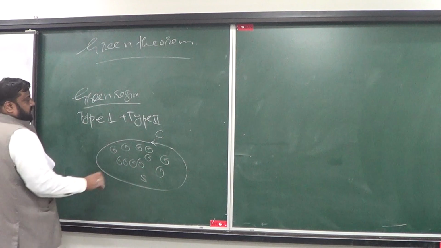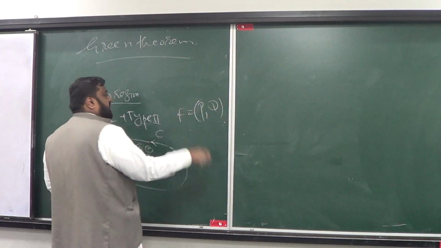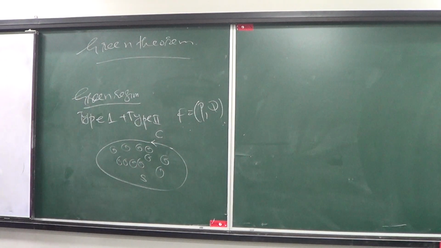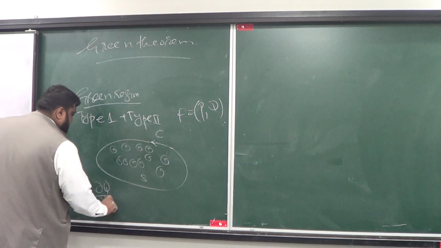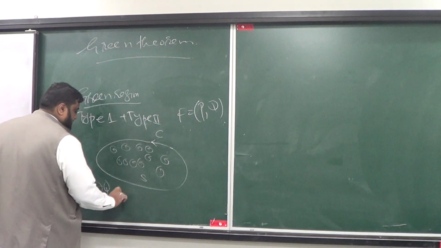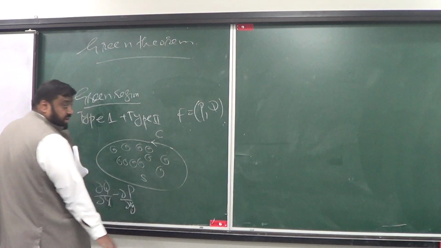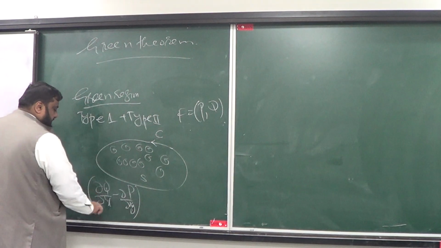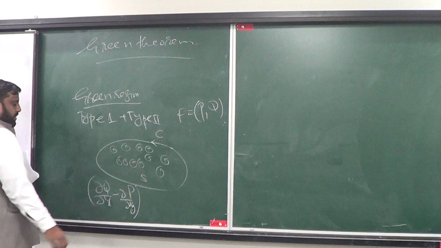Now if F is a vector field with the two components P and Q, where P and Q are scalar valued, what is the meaning of curl in two dimensions? So we know that the curl in two dimensions is partial Q by partial X minus partial P by partial Y. So this is like the microscopic circulation at, for example, an arbitrary point.